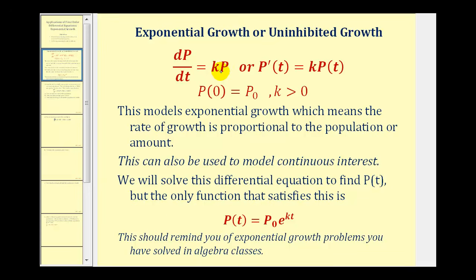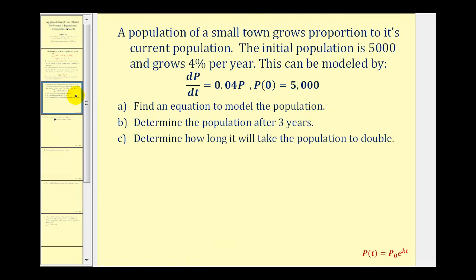While we will solve this differential equation by finding P of t, the only function that satisfies this differential equation is P of t equals P sub 0 times e raised to the power of kt. We should recognize this exponential function from our algebra class, where P sub 0 is the initial amount, k is the growth rate, and t is the time. But let's start by looking at an example.